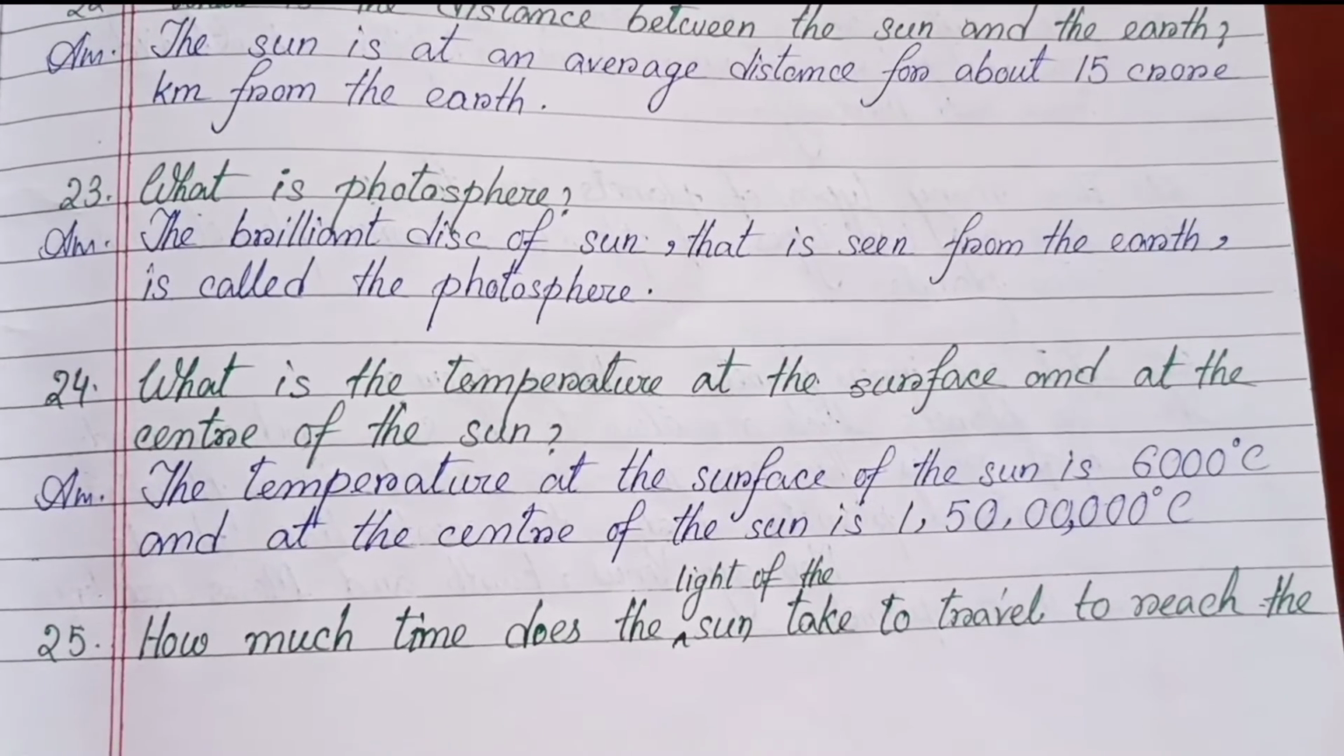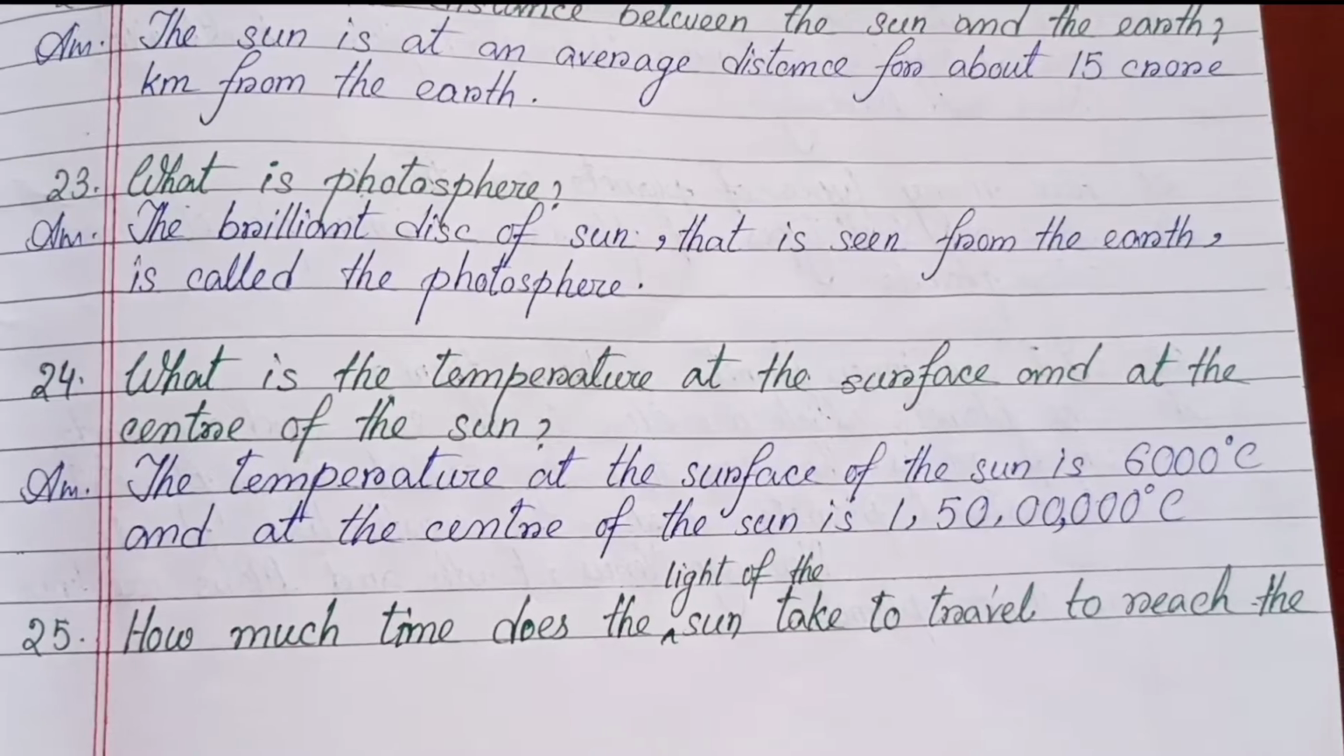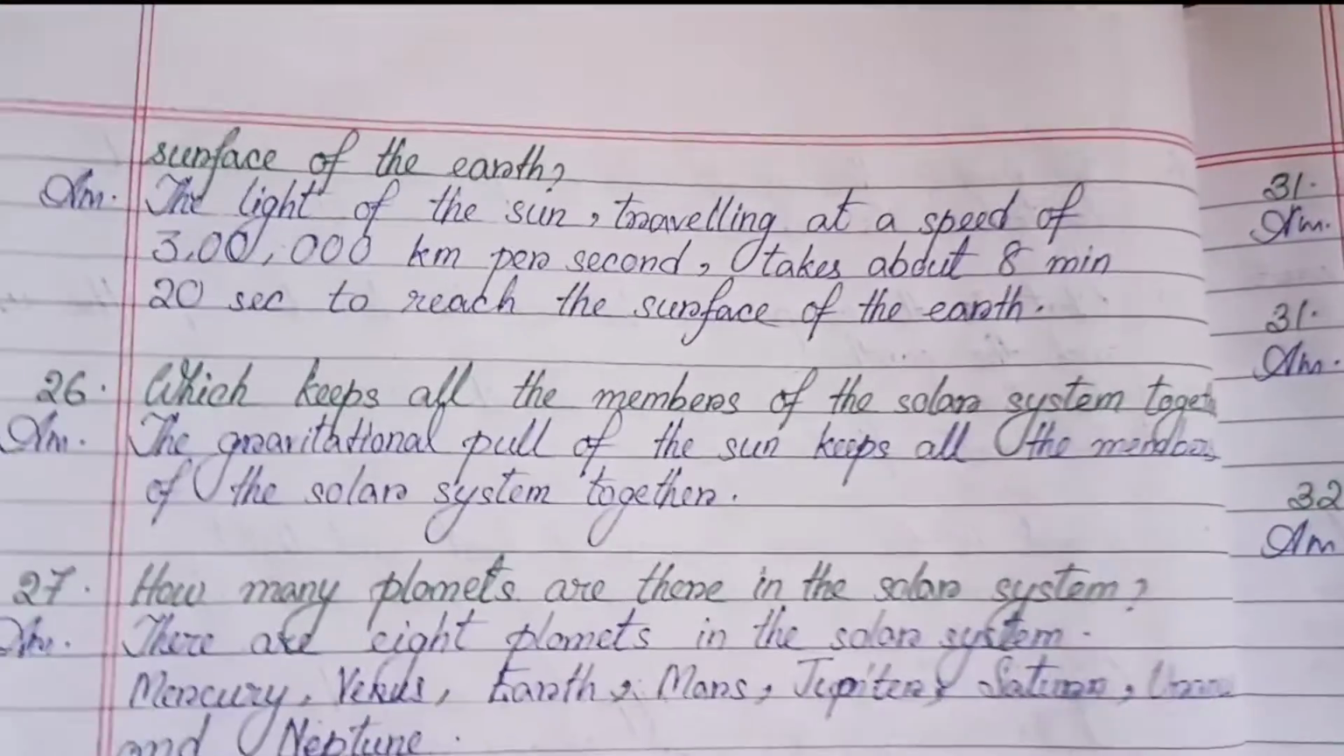Number 25. How much time does the light of the sun take to travel to reach the surface of the earth?